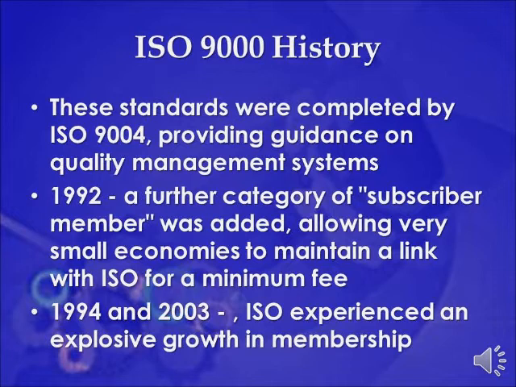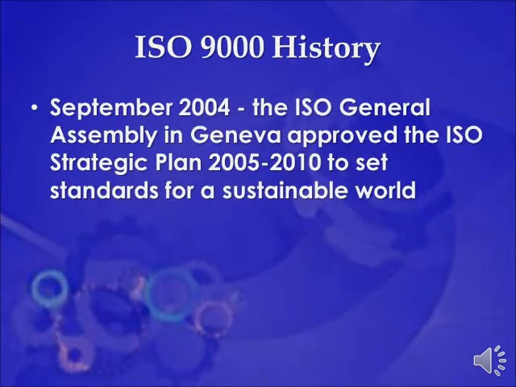1992, a further category of subscriber member was added, allowing very small economies to maintain a link with ISO for a minimum fee. Between 1994 and 2003, ISO experienced an explosive growth in membership. September 2004, the ISO General Assembly in Geneva approved the ISO Strategic Plan 2005 through 2010 to set standards for a sustainable world.